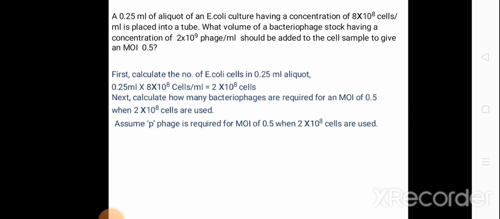As we know, the MOI is equal to the total number of phage divided by the total number of cells. Here the total number of phage is P, and the total number of bacterial E. coli cells is 2 into 10 to the power 8. That is equal to 0.5 phage per cell. So here P is equal to 1 into 10 to the power 8 phage.